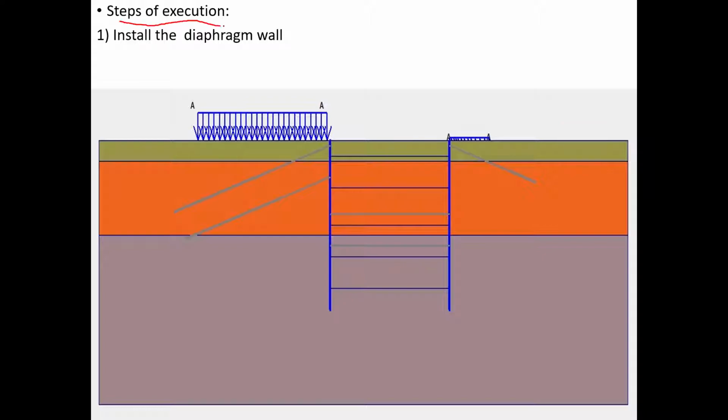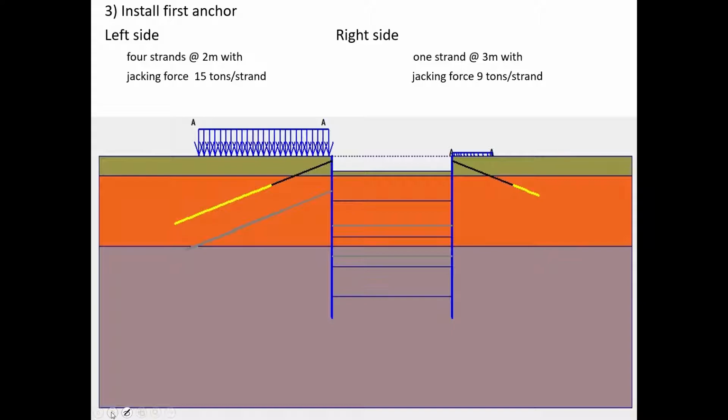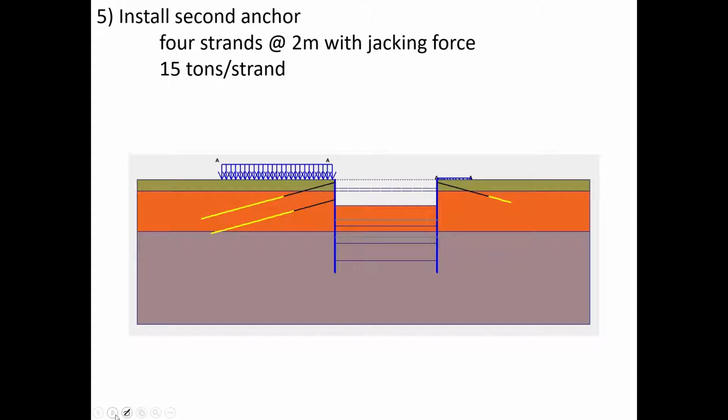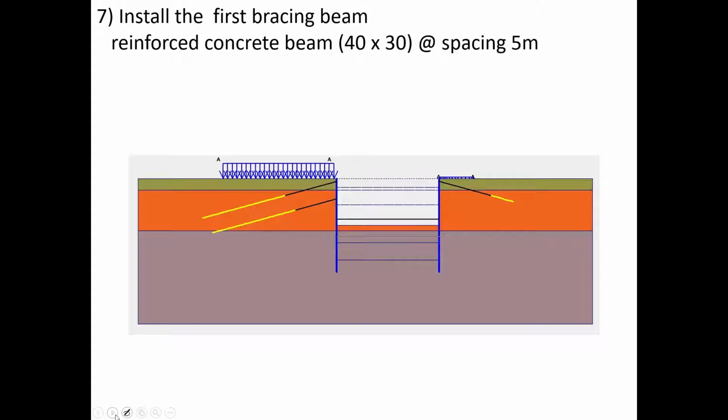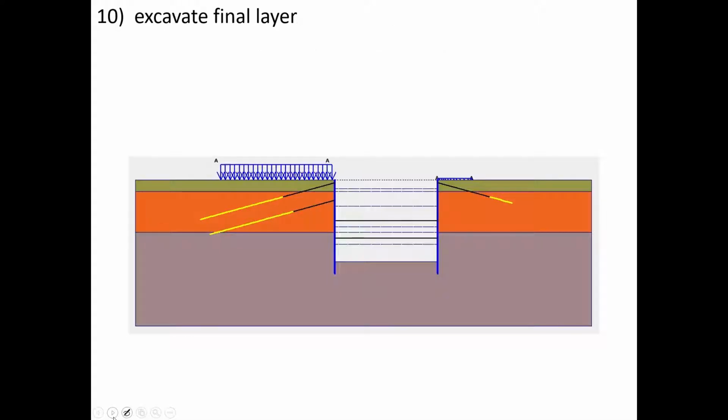Now these are the steps of execution when we are doing the foundation or the shoring system of our project. First of all, we have a diaphragm wall. We have to excavate the first layer and do the anchorage system for both sides as required by our structural analysis for shoring. We have excavation also, and installation of the second anchor, excavation, and so on. This phase here is for installation of the bracing beam. Not only one beam; each beam is spaced 5 meters from the next. We have excavated another layer, a second bracing beam, and the final layer.